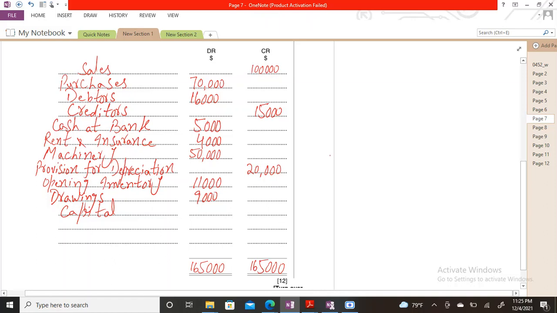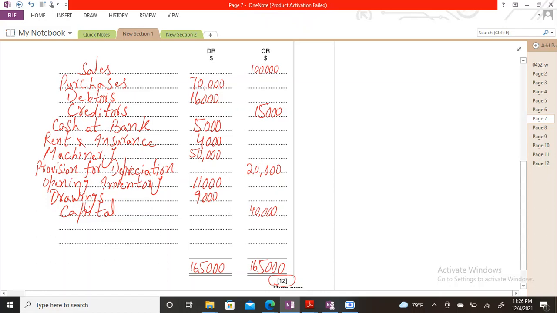So check the difference. On the credit side, you can see sales is 100,000, creditors are 15,000, provision for depreciation is 20,000, which makes 135,000. So the difference is 40,000. It means that the owner's capital is 40,000. And in this way, both our sides are equal. Total marks for this part, as you can see, are 12 marks.